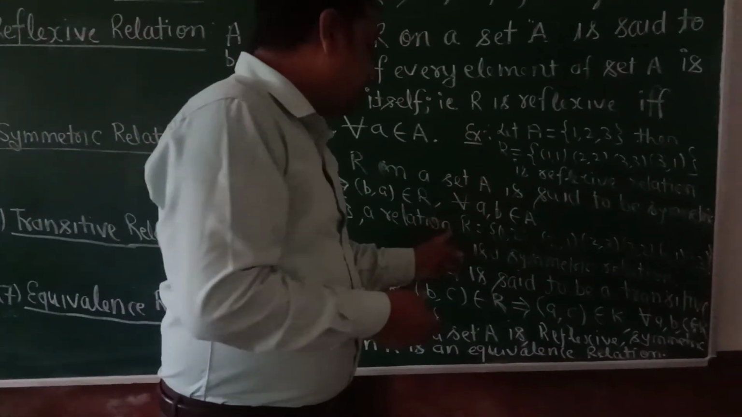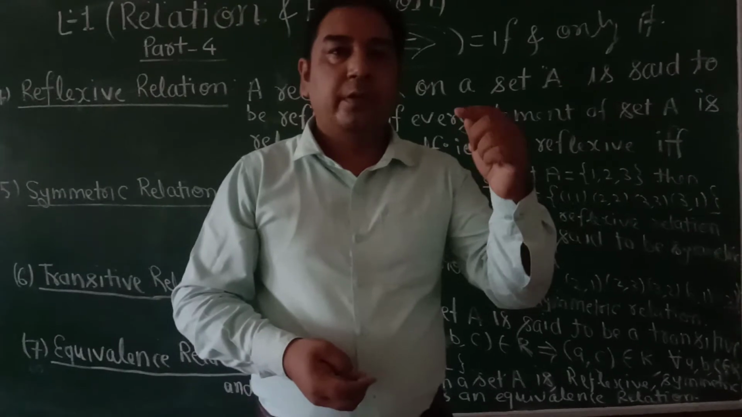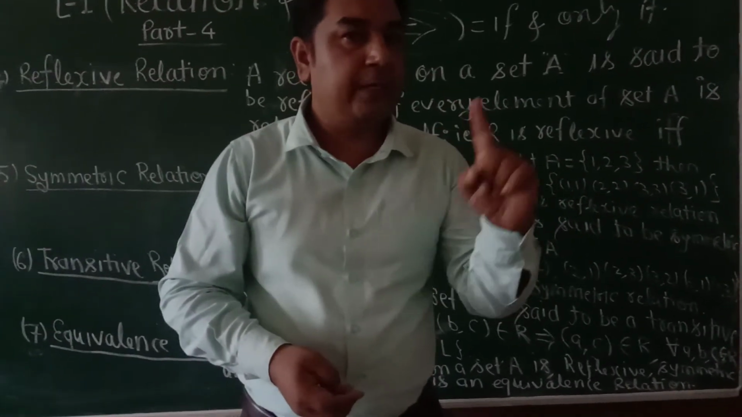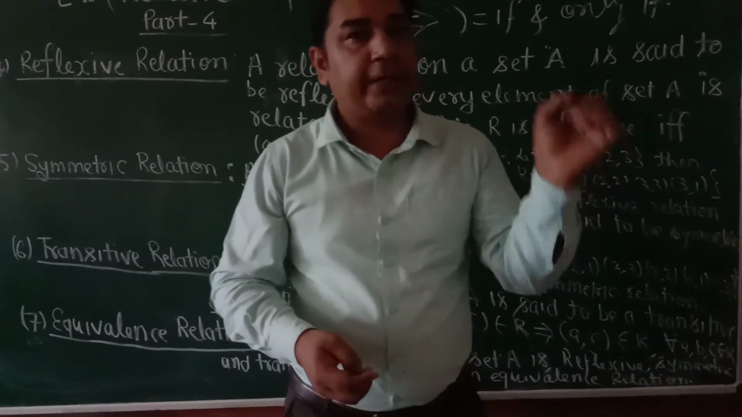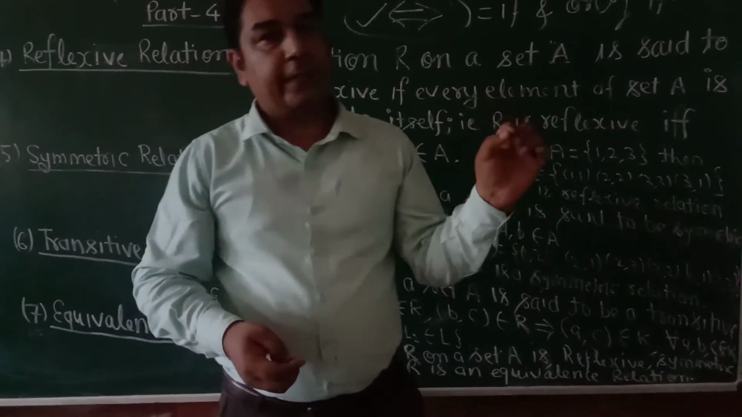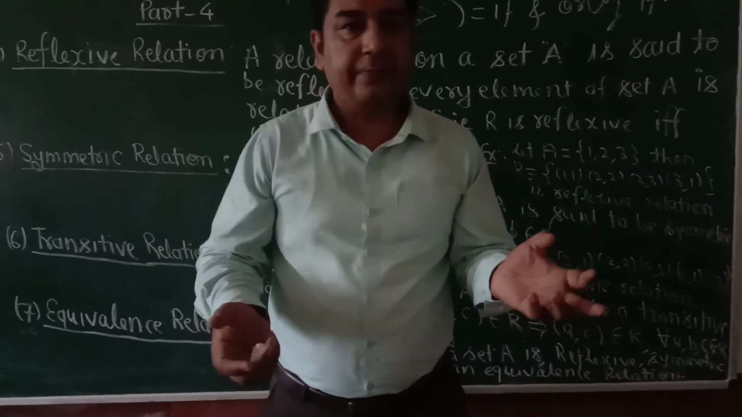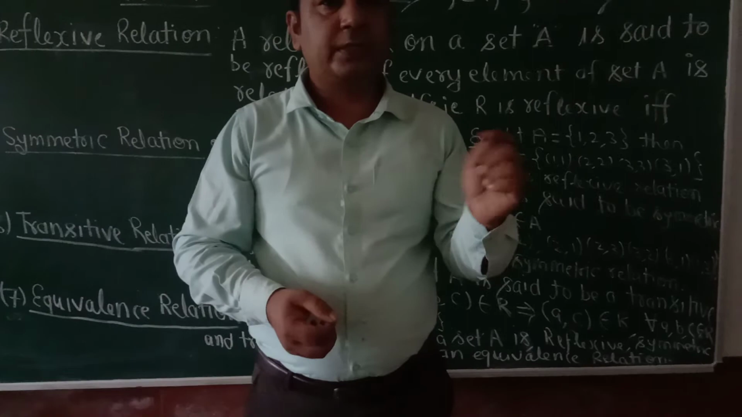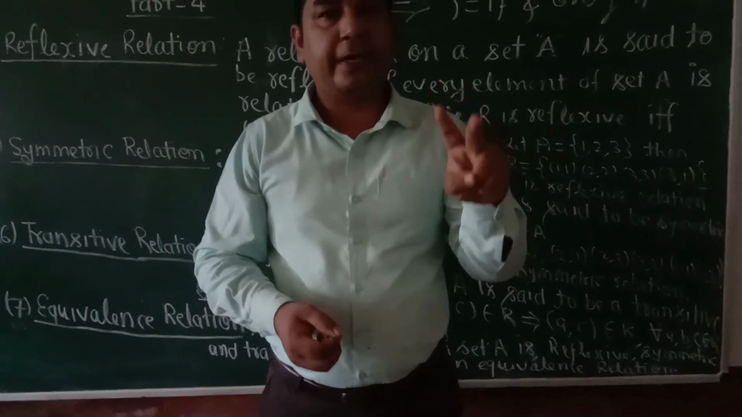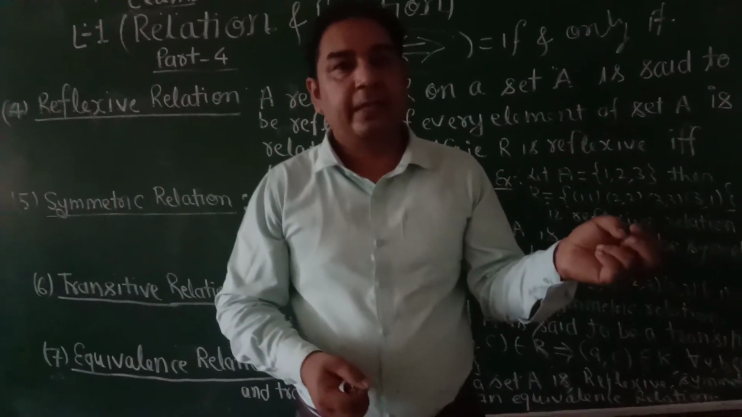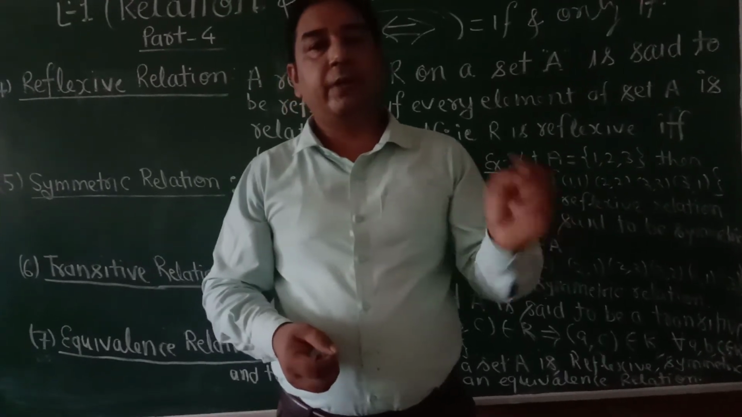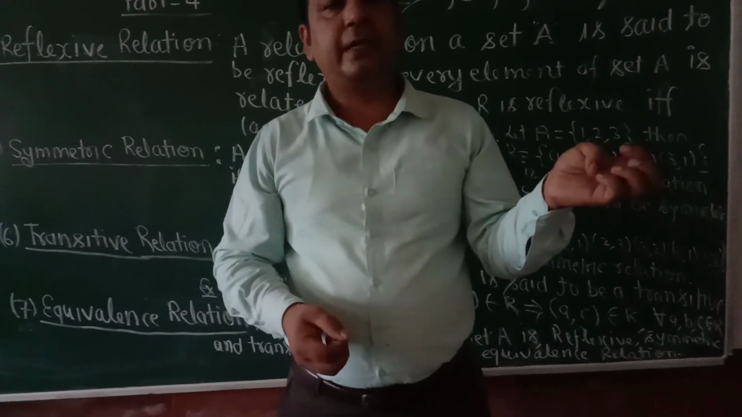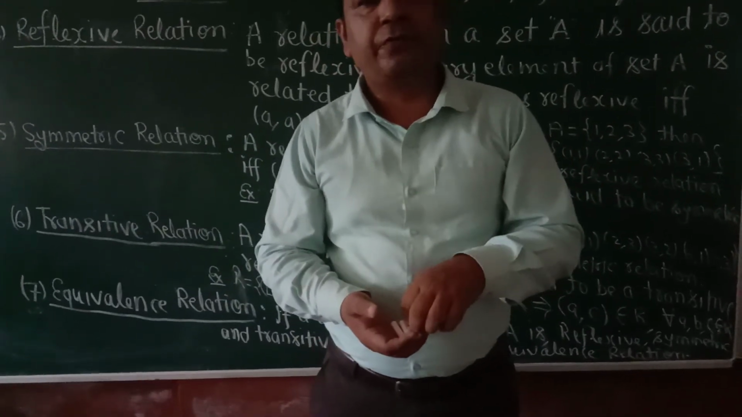I already told you, to show the reflexive relation you have to take one arbitrary element of set A, whatever the set given. To prove the symmetric relation, you have to take two arbitrary elements of the given set. And to show the transitive relation, you have to take three arbitrary elements of the given set. Then you will easily prove it.